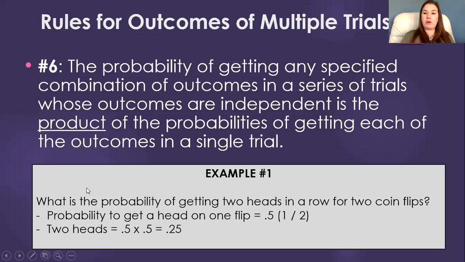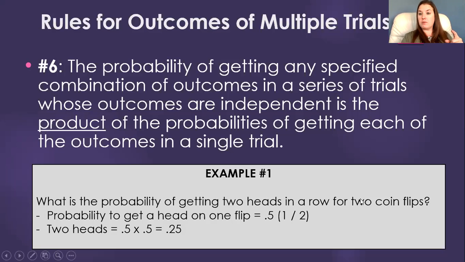The most straightforward example we can do is, what's the probability of getting 2 heads in a row over 2 coin flips, right? First we identify in our brains, if we see this question, that this is multiple trials because we're doing 2 things in a row.